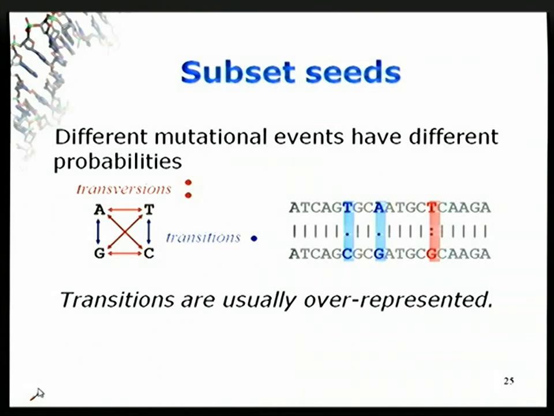Wait a bit. So, the search for the seeds is linear. To find all seed positions, the time you need is proportional to the length of the sequences, or the sum of lengths of sequences, plus the number of found seeds. So it depends on the weight of the seed, and it's linear in the length of sequences.